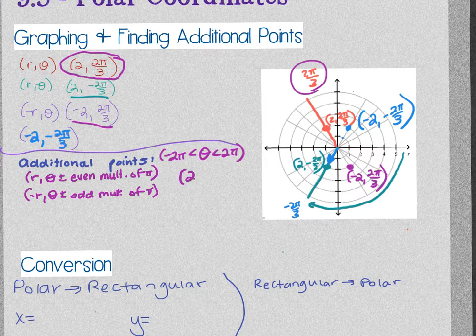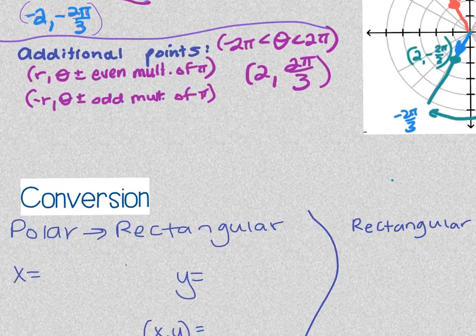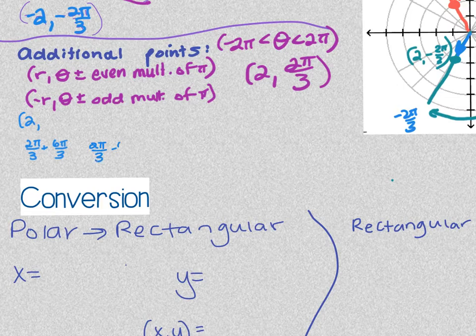So let's say I start with 2 and 2 pi over 3. Okay, so the first thing I want to do is test my 2 pi. So if I kept r the same, it'd be 2. If I took 2 pi over 3 and added 2 pi, which would be 6 pi over 3, I get 8 pi over 3. That's too big. So now I want to try subtracting 6 pi over 3, and I get negative 4 pi over 3.